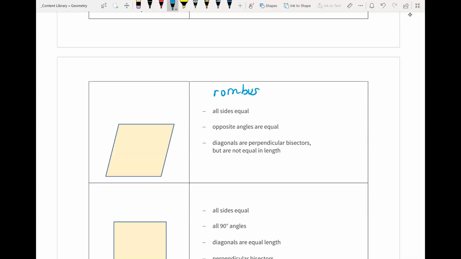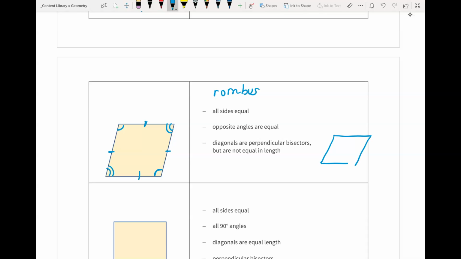So in a rhombus, all sides are equal to each other. That means that all these sides are going to be either 2 centimeters or 9 centimeters or whatever it would be. Also, opposite angles are equal. So this angle is equal to this angle, and this one on this side is equal to the one directly across from that. Also, the diagonals are perpendicular bisectors, but they're not equal in length. I'm going to draw another diagram to show this.